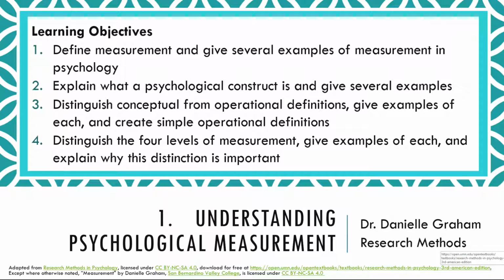Understanding psychological measurement. The learning objectives for this section are: 1. Define measurement and give several examples of measurement in psychology. 2. Explain what a psychological construct is and give several examples. 3. Distinguish conceptual from operational definitions, give examples of each, and create simple operational definitions. 4. Distinguish the 4 levels of measurement, give examples of each, and explain why the distinction is important.